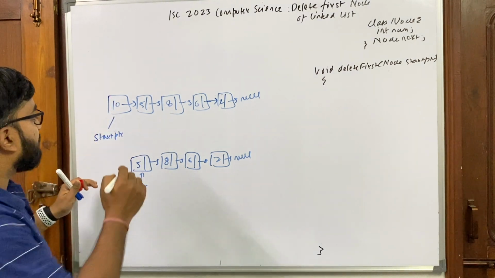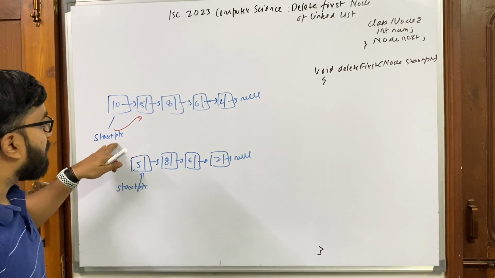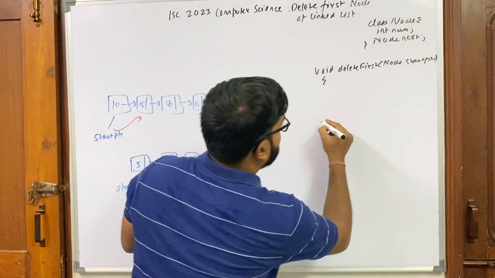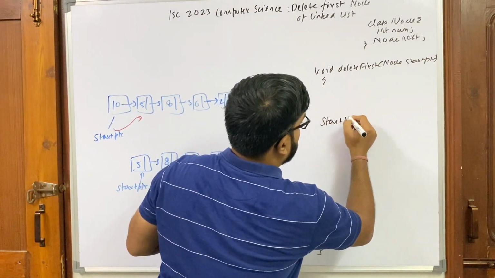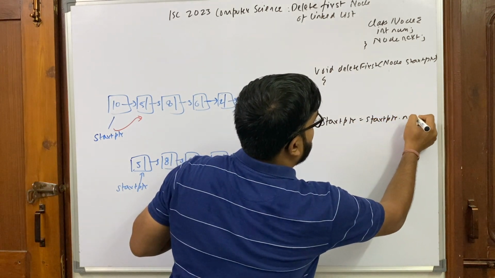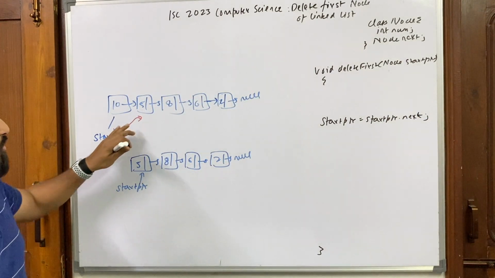So you simply say start pointer should be pointing to start pointer's next. So the code for this is start ptr is equal to start ptr dot next. Okay, that's it. You are pointing start pointer to the next now.